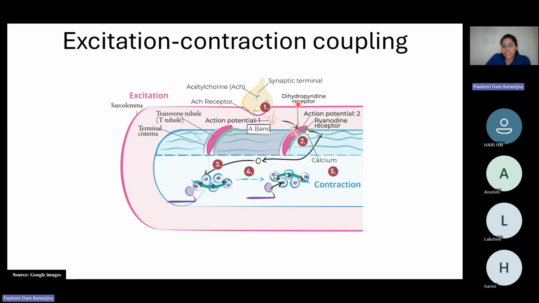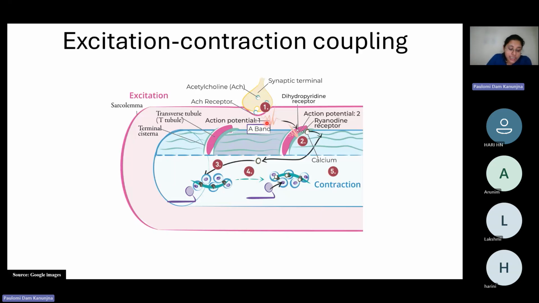Okay, so this is your neuron's synaptic terminal. Your acetylcholine has come here. Your acetylcholine binds to its receptor. Now, as soon as your acetylcholine is binding to the receptor here, you have sodium gated ion channels which open up, and you have action potential. Where does the action potential go? The action potential goes via the sarcolemma to something called T tubules.